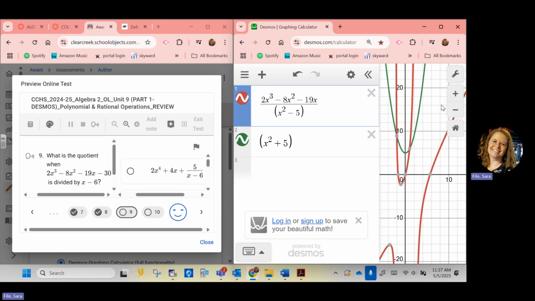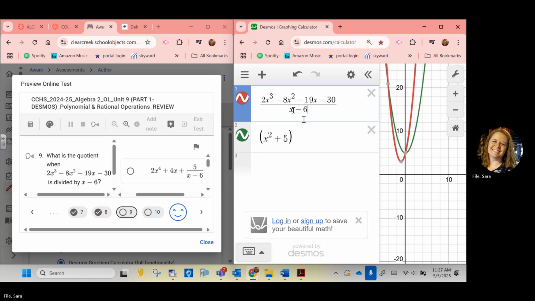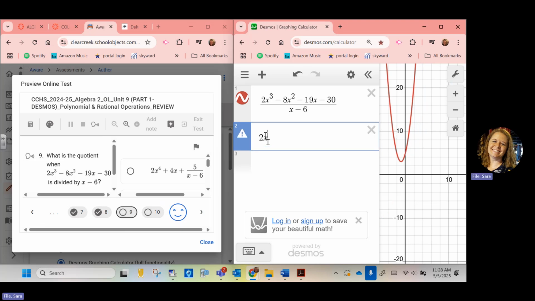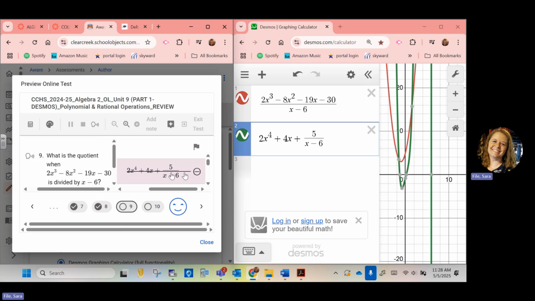So this is my dividend. I put in the numerator, and then my divisor, x minus 6, would go in the denominator. Okay, and then I would type out which of these answer choices I want to check. So this one is 2x to the 4 plus 4x plus 5 over x minus 6. Those are not the same, so that one is not it.